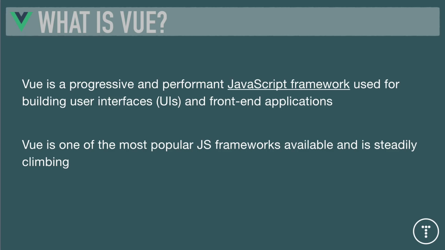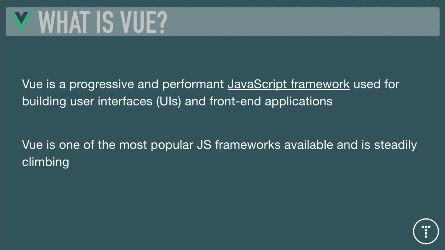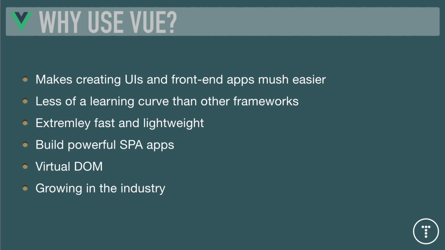So what is Vue JS? It's a progressive and performant JavaScript framework that's used for building user interfaces and front-end applications. And it's right up there with React and Angular. In fact, in 2018, Vue gained a ton of traction and a lot of respect within the JavaScript community, and we'll talk a little bit about why.